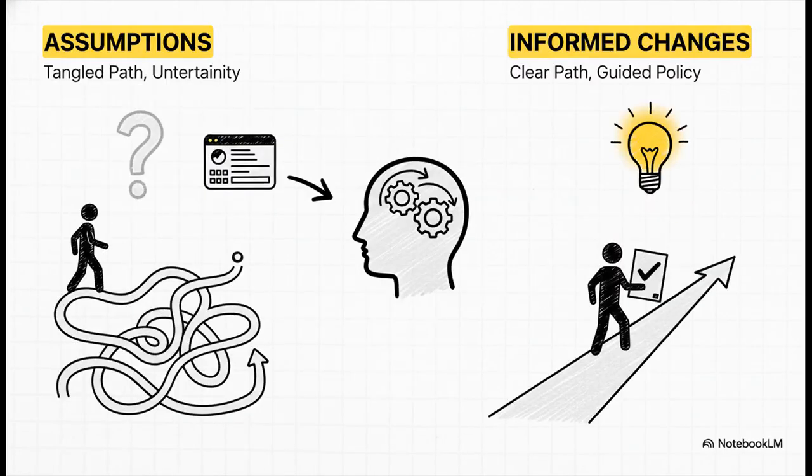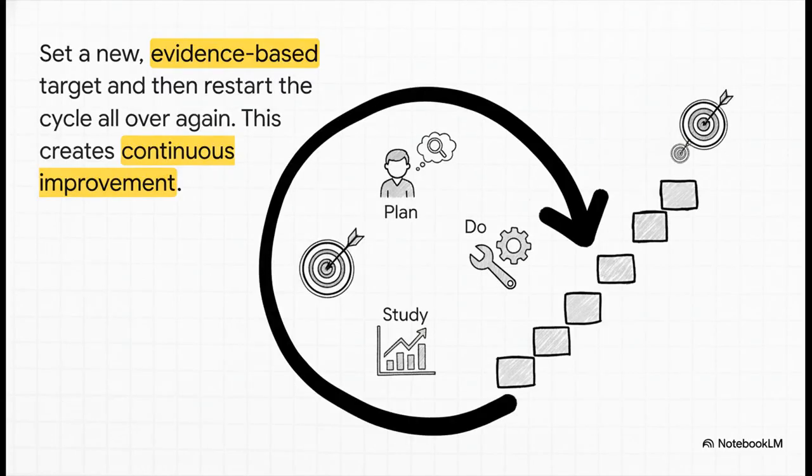Now for step three, policy update. See, now you're armed with all this real-time data, which means you can make genuinely informed decisions. It's the end of guesswork. You're changing your company's rules and procedures based on what's really happening, not just what you thought was happening. And finally, you close the loop by setting a new, smarter goal based on all that evidence. And then you start the cycle all over again. This is how you create continuous, relentless improvement. You're always learning, always adapting, and always getting better.